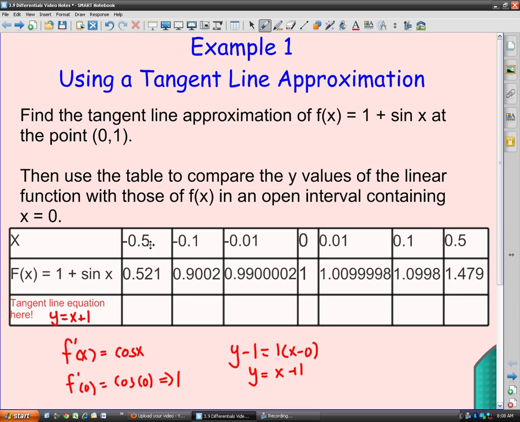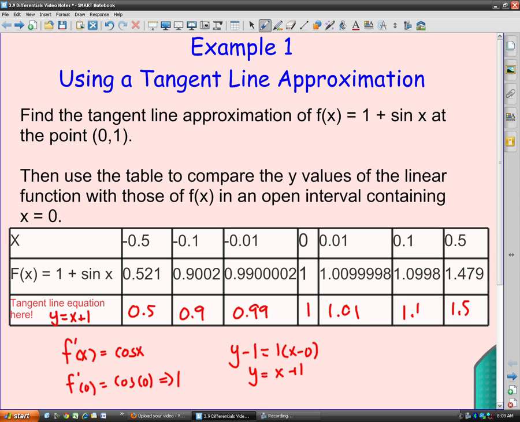If I put in negative 0.5, I get 0.5. If I put in negative 0.1, I get 0.9. If I put in negative 0.01, I get 0.99. If I put in 0, I get 1. If I put in 0.01, I get 1.01. If I put in 0.1, I get 1.1, and if I put in 0.5, I get 1.5.